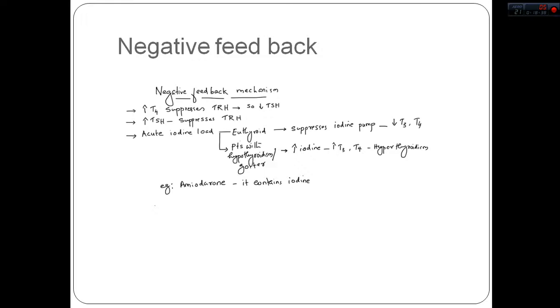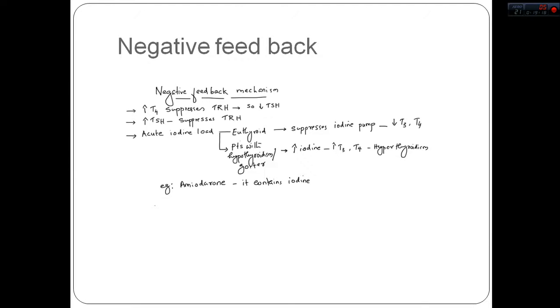Now let's look at some of the negative feedback mechanisms associated with the thyroid gland. We already mentioned that when free T4 decreases in the blood, it stimulates the hypothalamus. The same way, when the free T4 increases in the blood, it is going to suppress the hypothalamus and will eventually suppress the TRH, which will suppress the TSH. The same way, when you have increased TSH in the blood, it is going to suppress the TRH, the hypothalamus.